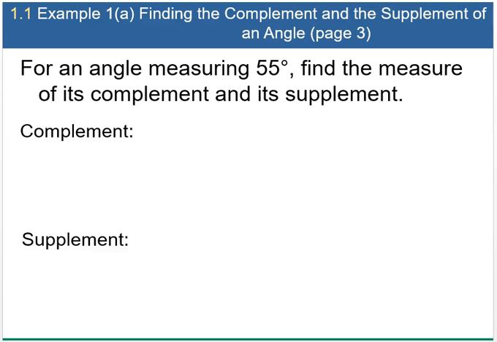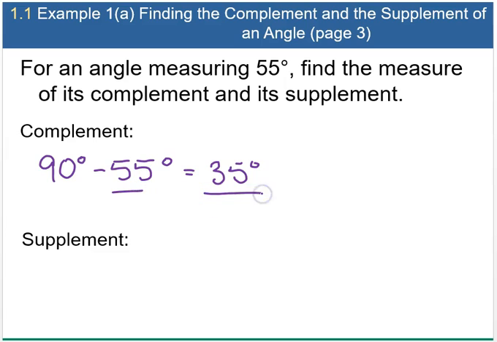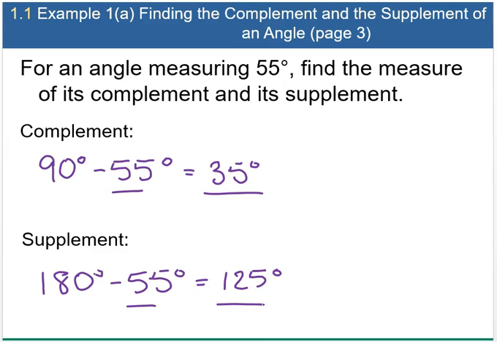So for complement, what we're going to do is say 90 degrees minus our given angle measurement, 55 degrees, and that is equal to 35 degrees. So the complement of 55 degrees is 35 degrees. And then similarly, we do the supplement, except supplementary angles, like I said, add up to 180 degrees. So we take 180 degrees and subtract our given angle measurement, 55, and we get 125 degrees. So these two angles are supplements of each other.